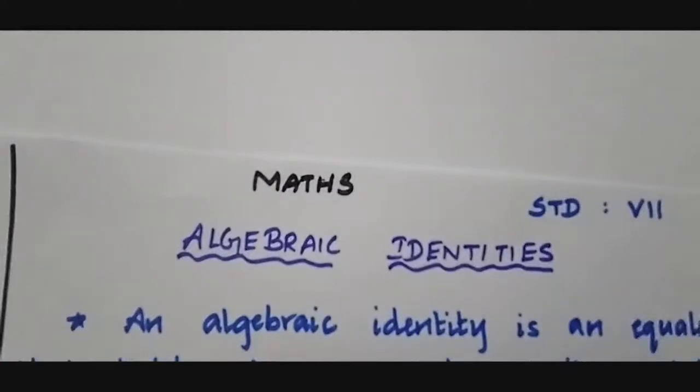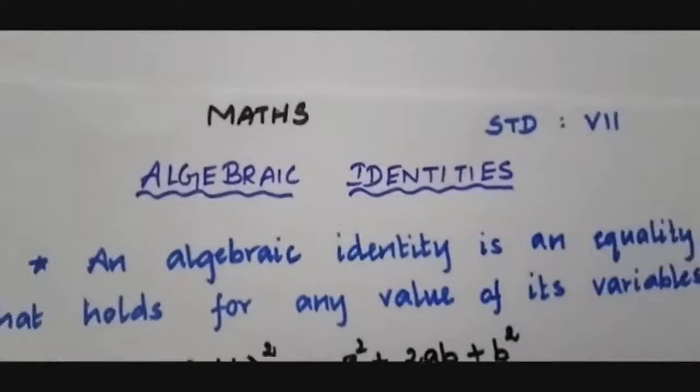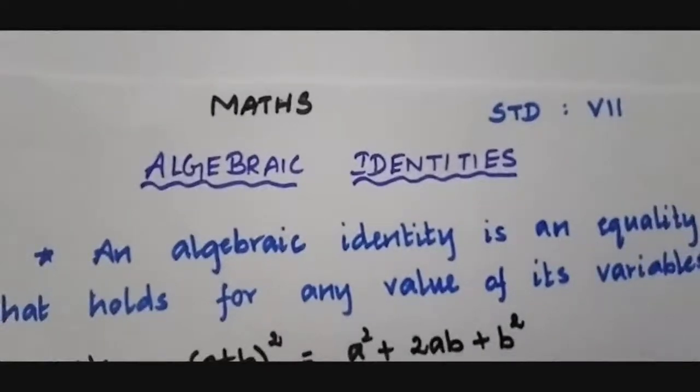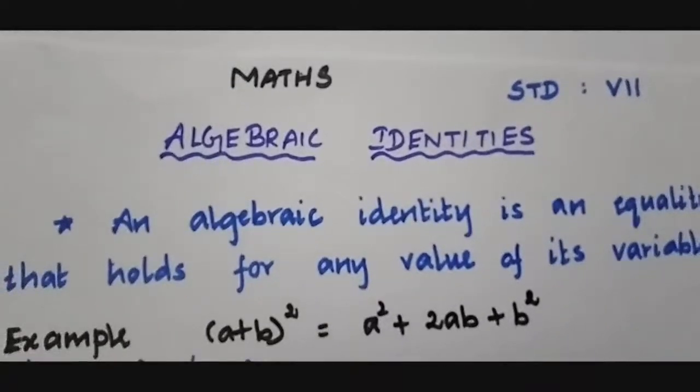What do you mean by an algebraic identity? An algebraic identity is an equality that holds for any value of its variables. For example, an algebraic identity: a plus b the whole square is equal to a square plus 2ab plus b square.